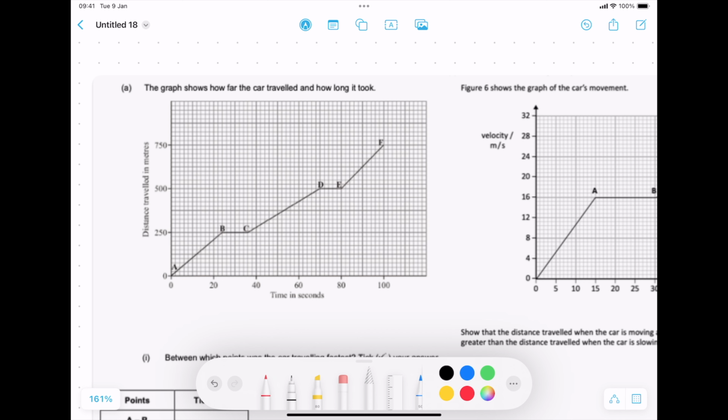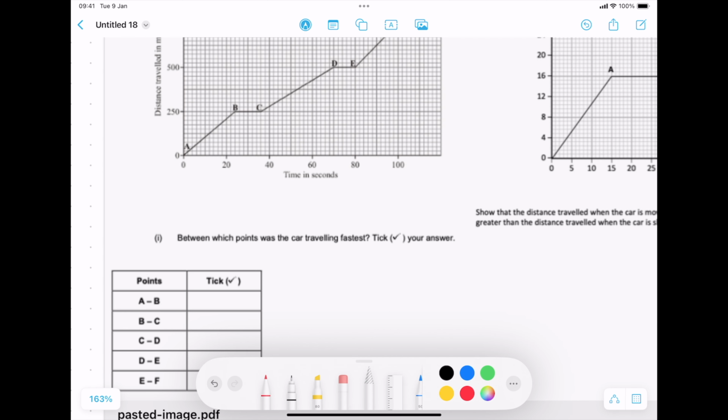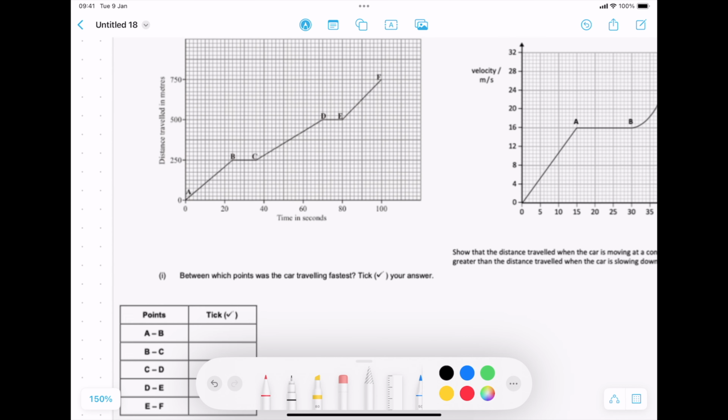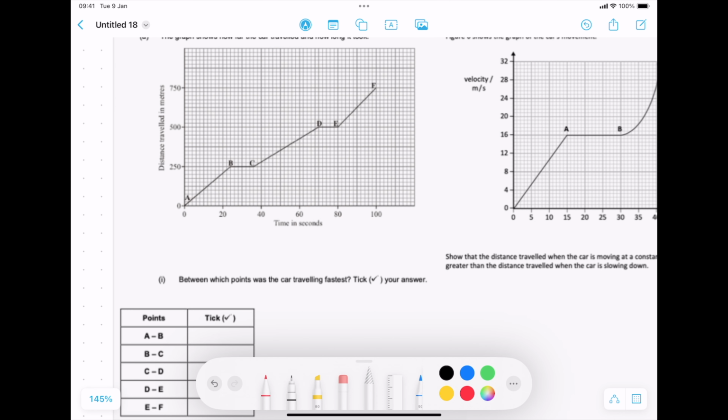The graph shows how far the car travelled and how long it took. And we are given the following table, and it says between which points was the car travelling fastest? Tick your answer. So thinking back to what I taught in the previous lesson, on a distance time graph, whenever you see horizontal straight lines, that indicates the object has stopped. Whereas whenever you see a constant gradient on a line moving upwards or downwards, that indicates constant speed.